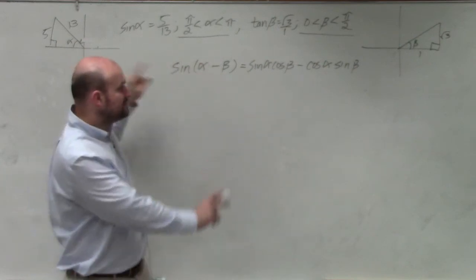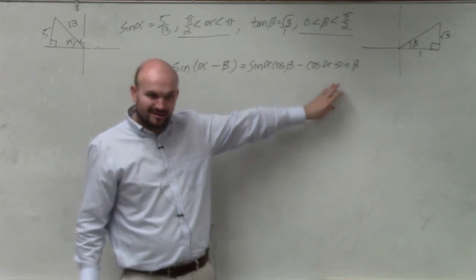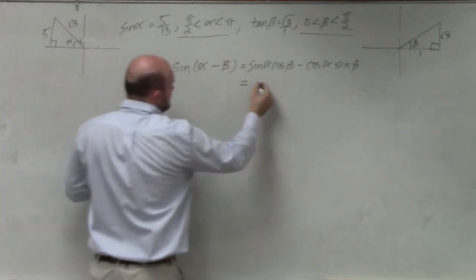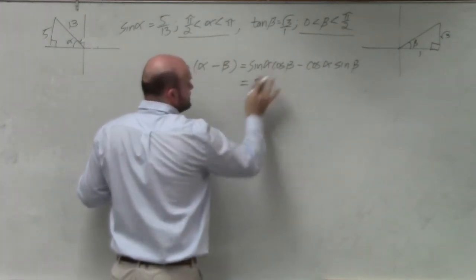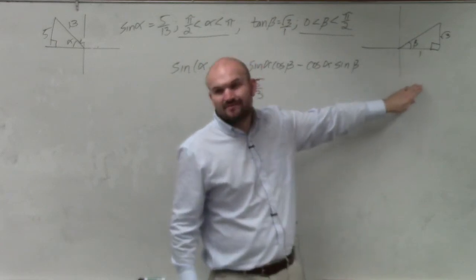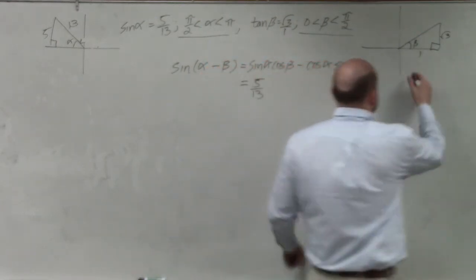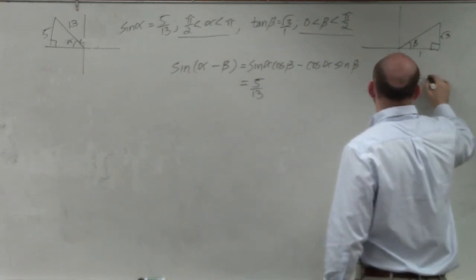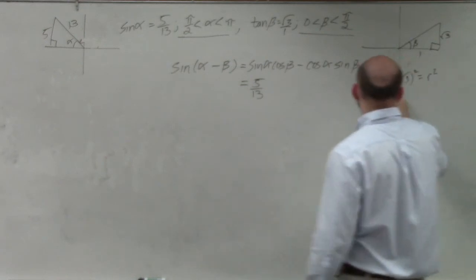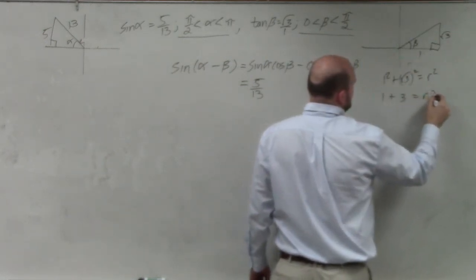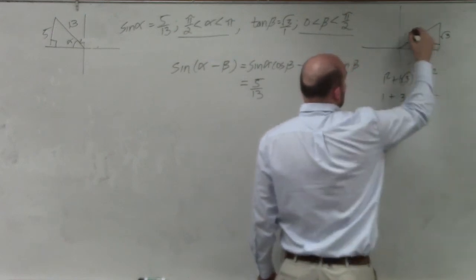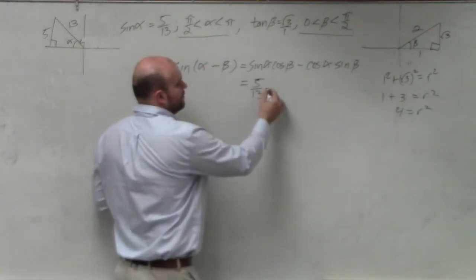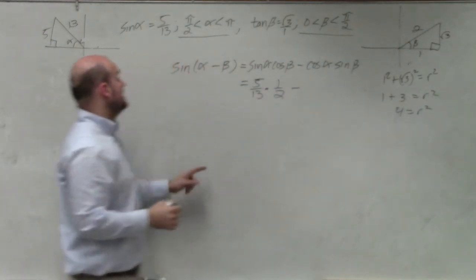But since we have these two triangles, can we find the sines and cosines of them? Yes, absolutely. What is the sine of alpha? Well, alpha's over here. That's 5 over 13. That was easy. What's the cosine of beta? Oops, we need to have the hypotenuse. So we need to use the Pythagorean theorem. So 1 squared plus square root of 3 squared equals r squared, which we call the hypotenuse. So we have 1 plus 3 equals r squared. 4 equals r squared. That equals 2. So cosine of beta is going to equal 1/2.